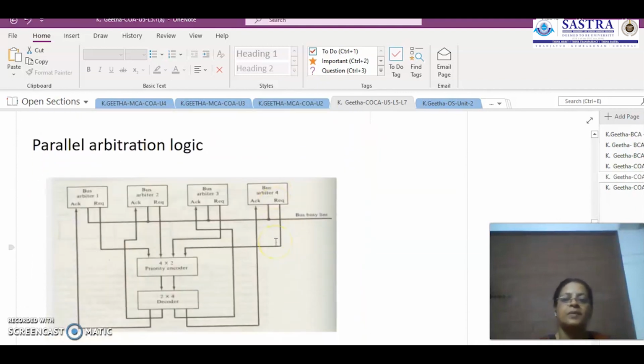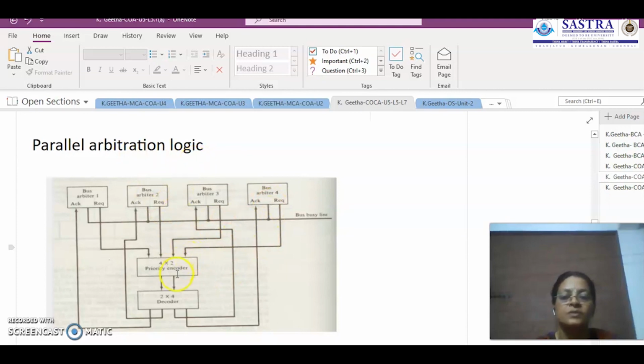Whereas in the parallel arbitration logic, we have all the bus arbiters arranged in one form, and then we have the priority encoder and the 2 by 4 decoder. So we have the bus busy line. Which device has to use the bus and for how long has to be decided by the bus arbiter, and this arbitration logic operates in a parallel fashion, and so it is called parallel arbitration logic.